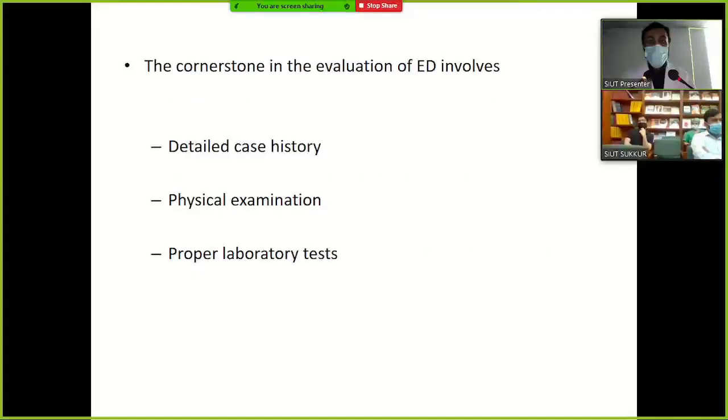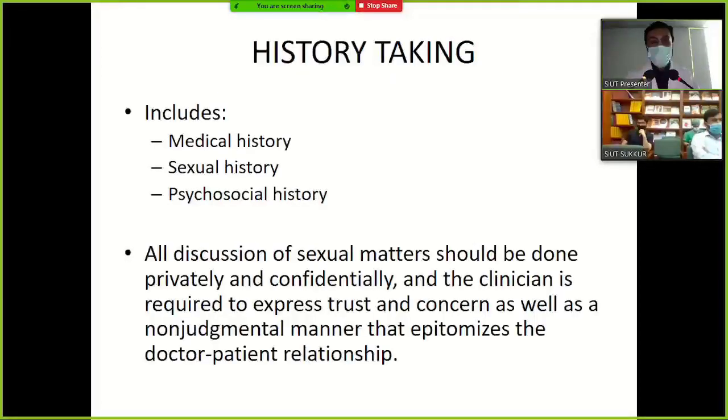The cornerstone in evaluation of ED involves a detailed case history, preferably from both patient and partner, physical examination, and proper laboratory tests. History taking includes medical history, sexual and psychosocial history. All discussion of sexual matters should be done privately and confidentially, and the clinician is required to express trust and concern in a non-judgmental manner that epitomizes the doctor-patient relationship.